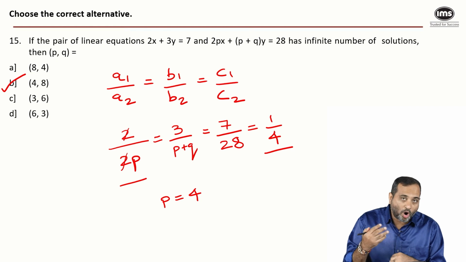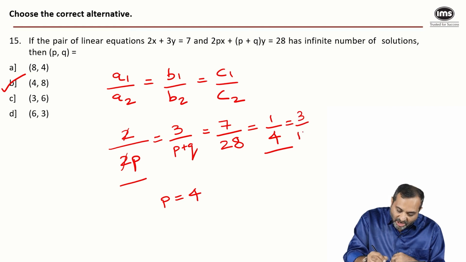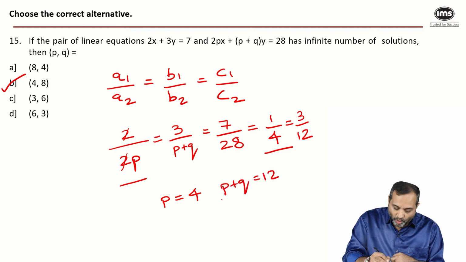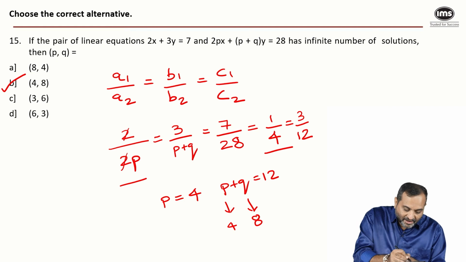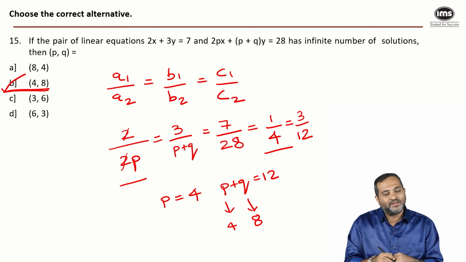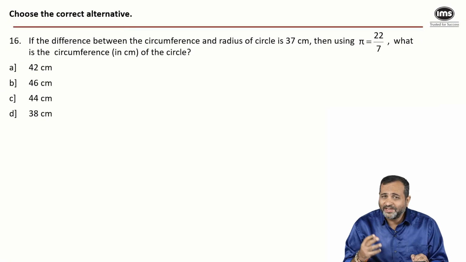However, if you just want to check for Q, can I say 3 upon p plus q is 1 upon 4? This 1 upon 4 can be written as 3 upon 12. So p plus q will become 12. With p being 4, can I say q will become 8? And hence I can verify that my answer is right. Hence p is equal to 4, q equal to 8. Answer is option 2. Let's look at the next question.